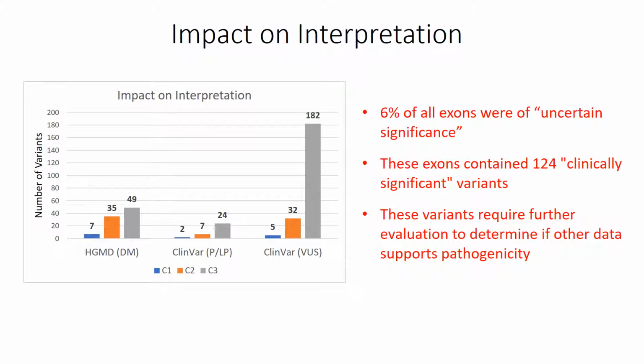When we pull all of the DM variants from HGMD and the likely pathogenic and pathogenic variants from ClinVar for the exons of uncertain significance and the clinically insignificant exons, we can see that many variants require further evaluation. 6% of exons were classified as uncertain significance. 124 variants that were DM or likely pathogenic or pathogenic fell in these exons.